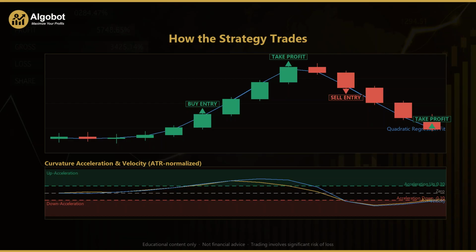Notice the symmetry across both trades. The same acceleration plus velocity logic, simply flipped. In each case, the strategy waited for a genuine bend into a fresh trend, confirmed direction with velocity, and let the ATR target define the exit. No chasing, no guessing, just a defined and repeatable process that you can study and test for yourself.